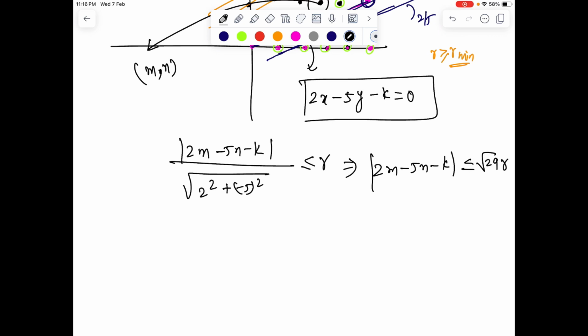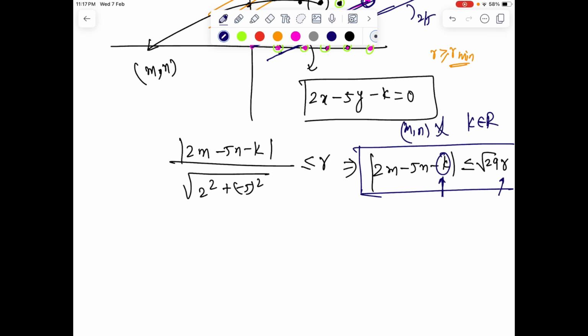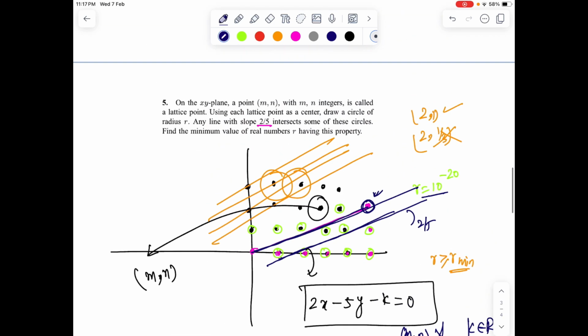So now we can look for a condition. We want to search for a special value of r such that for any ordered whole number pair m, n and for any real value of k, this expression should hold true. Now we can play with this expression 2m minus 5n, because m, n is still an integer.